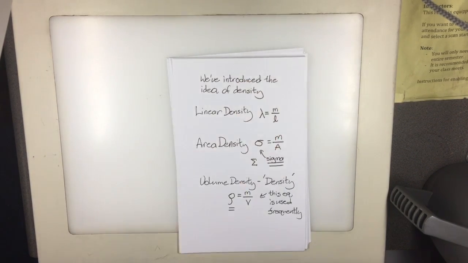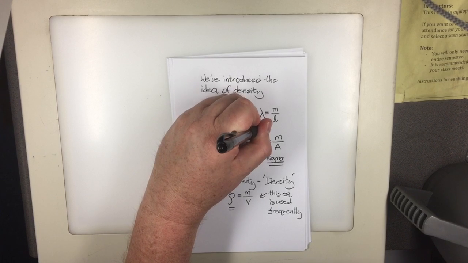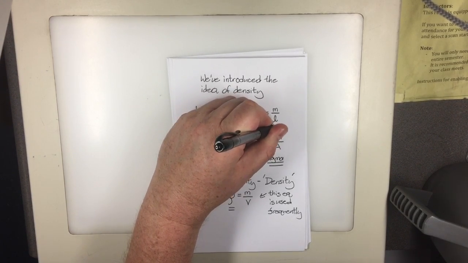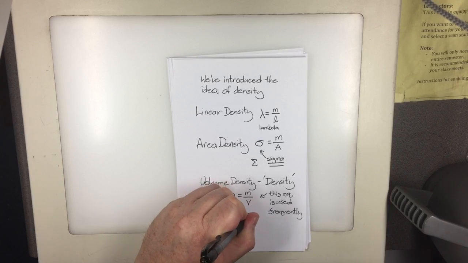So M over L. Linear density, the advantage of linear density is try to figure out the volume of 100 meters of guitar string. It's just unwieldy to figure out the full volume of the string. So what people do is they go, well, it's this long, it's got this mass. It is a more easily measured value. And so those are the three: lambda, sigma, and rho.